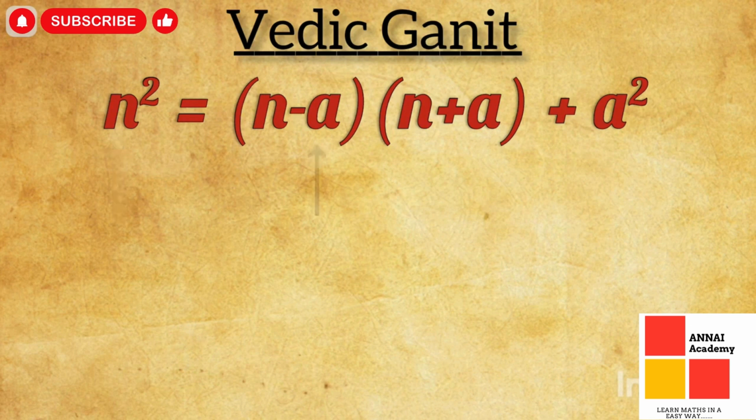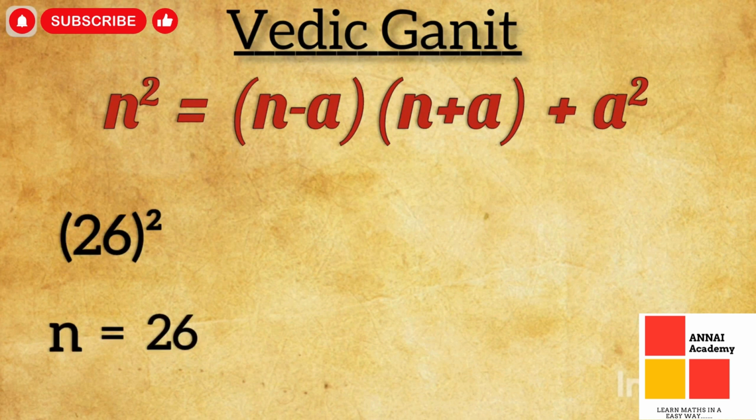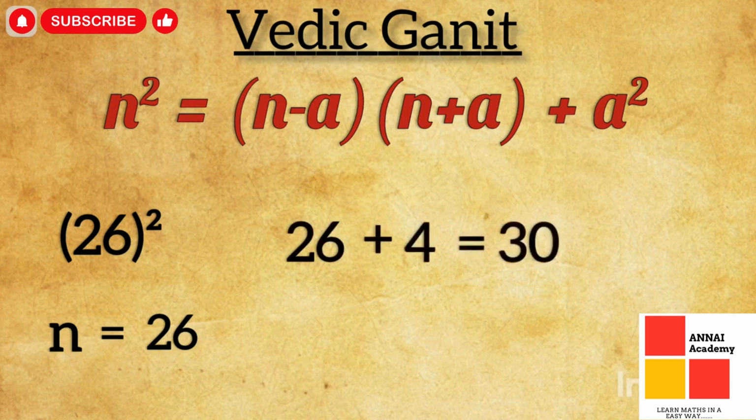Here, we will learn the meaning of a from an example. Suppose we have to find the square of 26. Here, n is equal to 26. And a is a number which we have to add to 26 to get a number whose last digit is 0. Here, when we add 4 to 26, we get 30. Here, a is equal to 4.